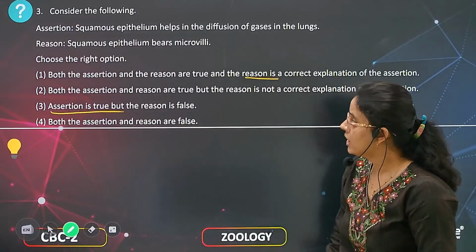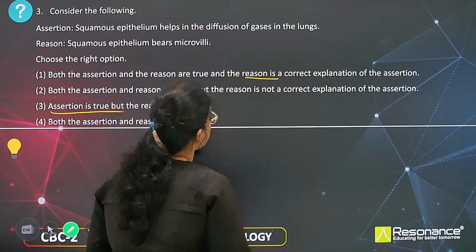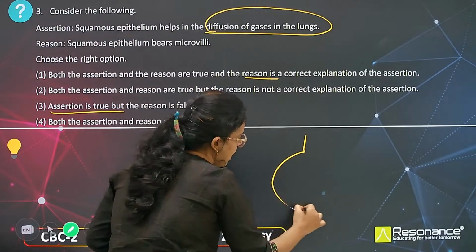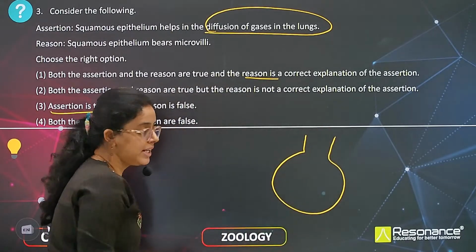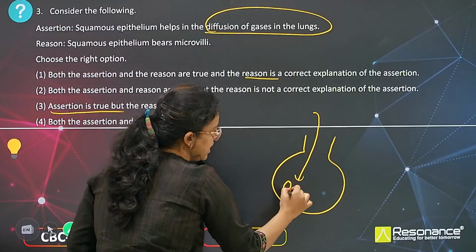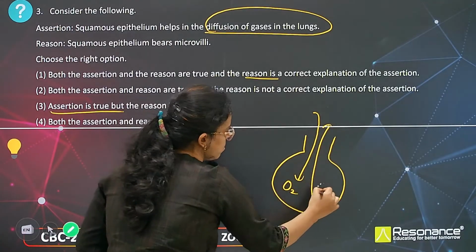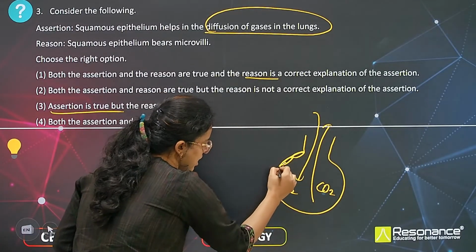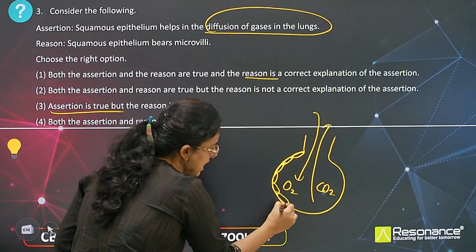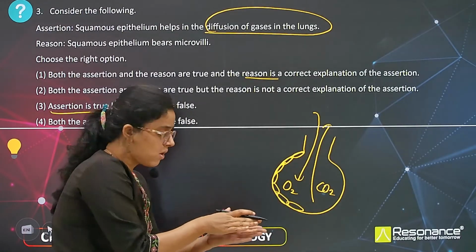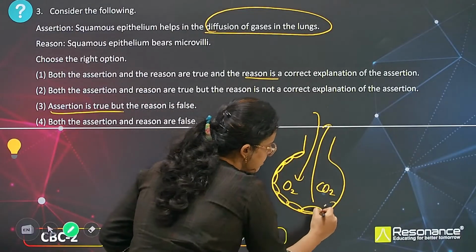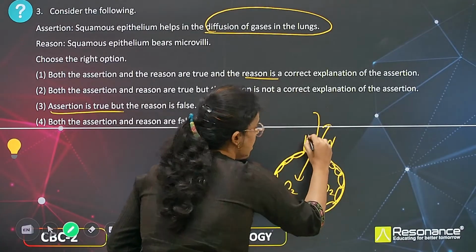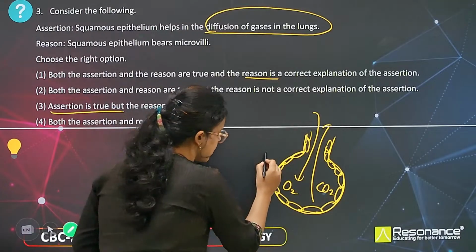Okay, so let us again discuss squamous epithelium. As I have told you, they cause diffusion of gases in the lungs. We have alveolar sacs in the lungs, right? Oxygen comes in through inhalation and carbon dioxide goes out through exhalation. So exchange of gases happens here, and this surface is made up of a single layer of flat cells, and these single layer of flat cells are squamous epithelium. Because they are a single layer, diffusion is faster.